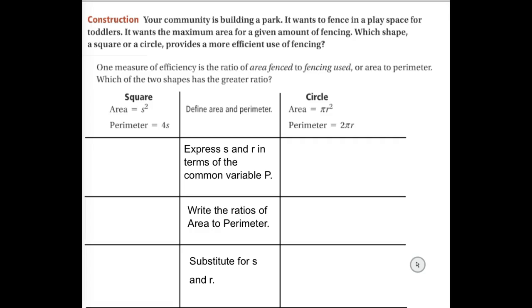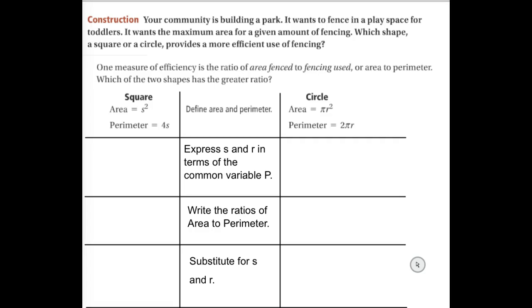One measure of efficiency is to look at the ratio of the area that you can fence to the perimeter, or the amount of fencing that you would need. So we're always going to compare area to perimeter. I've given you the formulas for both the squares and the circles. Do those look familiar? Now we have one little problem when we're trying to compare these: with a square we use an S for side length, but in a circle we use an R for radius. So we're going to have trouble comparing them if one is in terms of S and one is in terms of R. We need to compare them with a common variable.